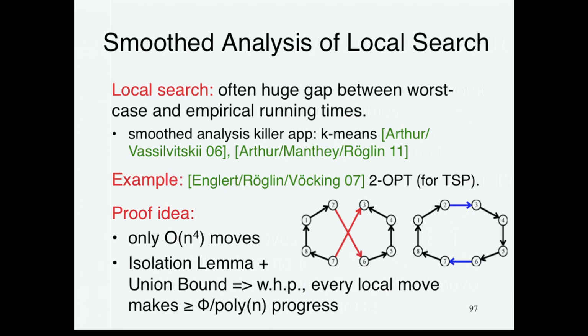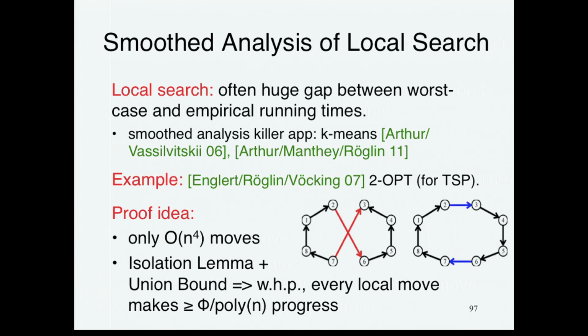It just works out of the box. So for a fixed local move, you know that with high probability, it's going to be big. If there's only a polynomial number of local moves, the union bound tells you that every single local move will make a big improvement, and so therefore you can't run too long. You run in polynomial time.